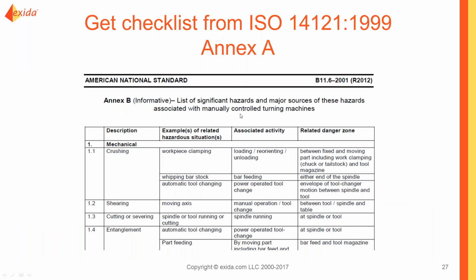Here's an example from an ANSI standard that's giving different significant hazards and sources of hazards. This is for a turning machine. These would be things to be considered, and you've got multiple different examples of these. So these are things that we should use as the beginning of our hazard analysis, but may not be exclusive.